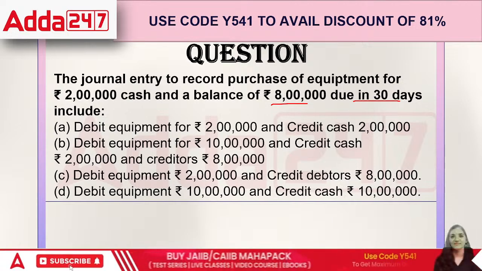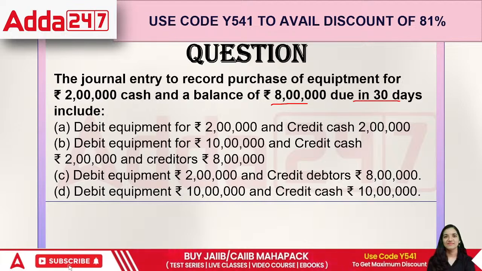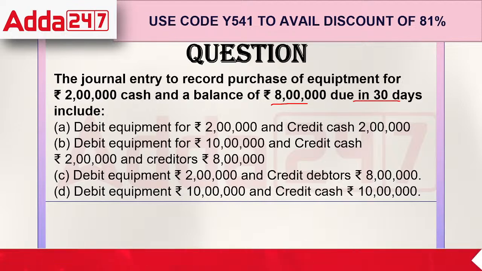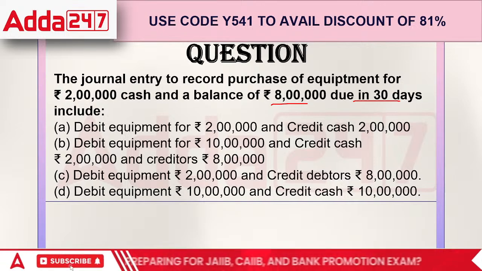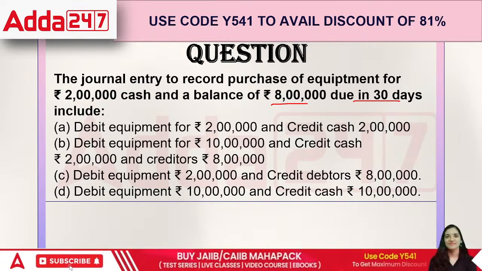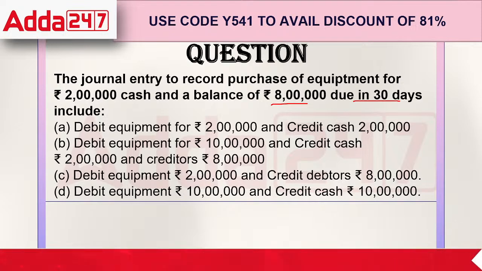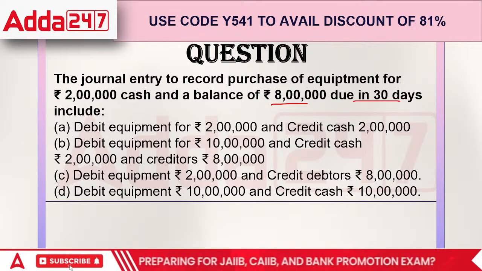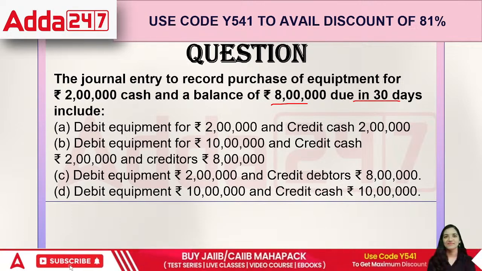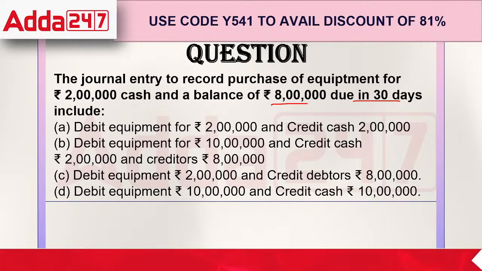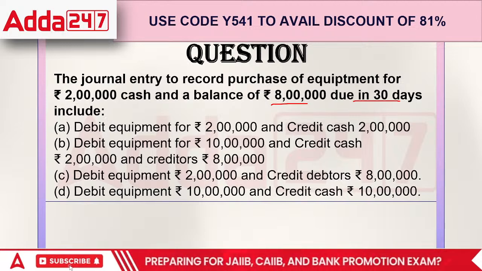It says debit the equipment with 2 lakh and credit the cash with 2 lakh because we're paying 2 lakh in cash right away. Or we should debit the equipment as 10 lakh and credit the cash with 2 lakh and creditors with 8 lakh, or debit the equipment with 2 lakh and creditor with 8 lakh, or debit equipment as well as cash with 10 lakh. Currently, you can see we have bought the equipment for 10 lakh rupees. It's basically 10 lakh overall now.